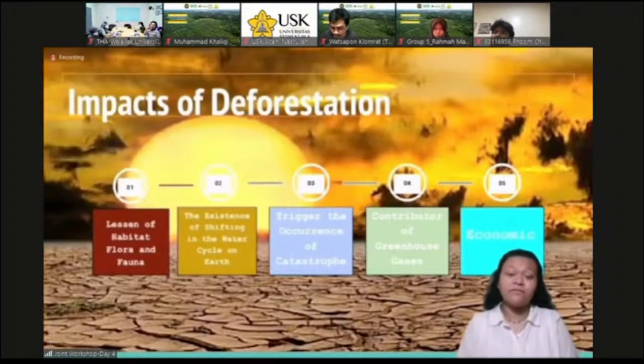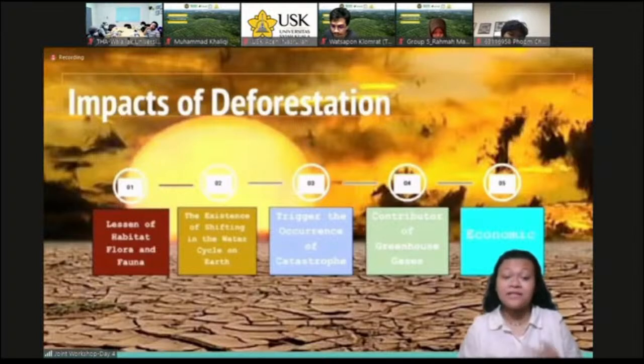Okay, let's talk about the impact of deforestation. Deforestation has a considerable impact on the communities around forests and also on the world community in general. Maybe the impact of deforestation is not immediately visible at the time, but over time, deforestation will also affect the sustainability of the supply chain if it is not handled properly.